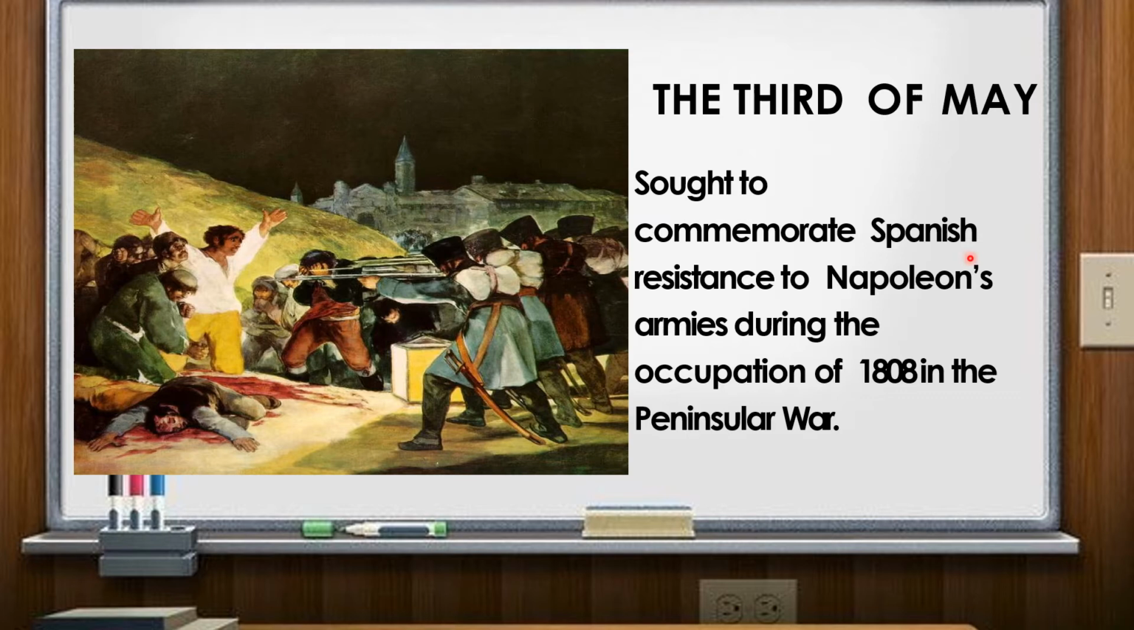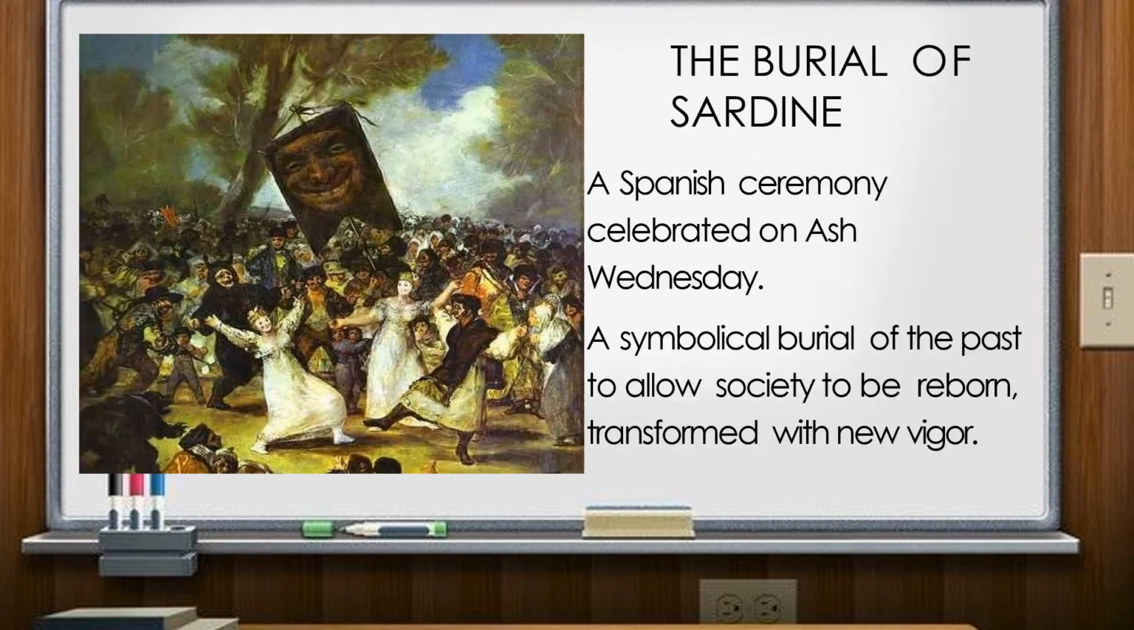So in this portion, as you can see, these are the Spanish armies, and these are the civilians that were caught in the war. The other painting of Mr. Goya, The Burial of the Sardine. So it says that the Spanish ceremony celebrated on Ash Wednesday, a symbolical burial of the past to allow society to be reborn, transformed with a new vigor. So as you can see, it turns into Ash Wednesday.